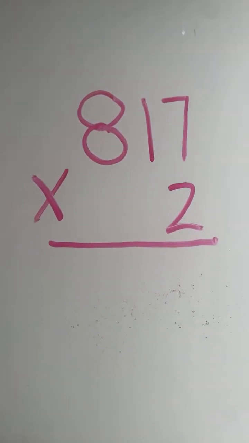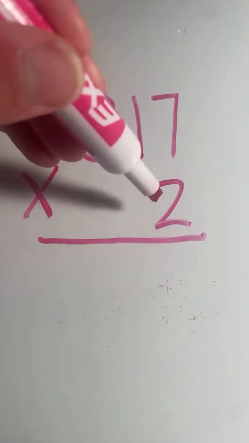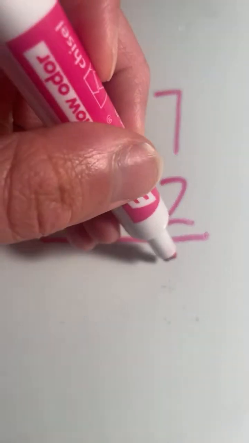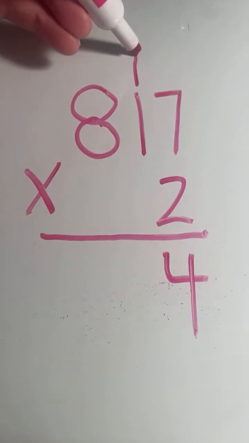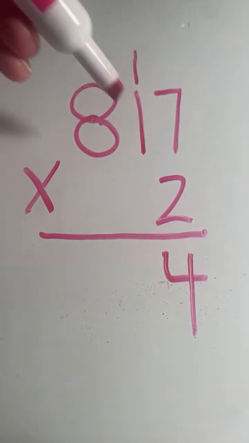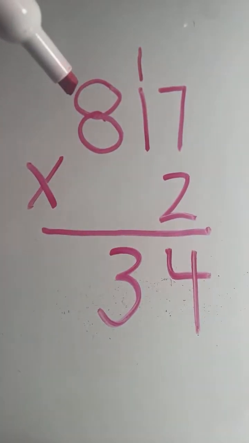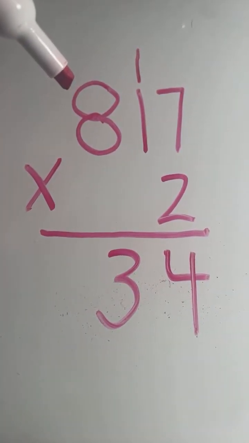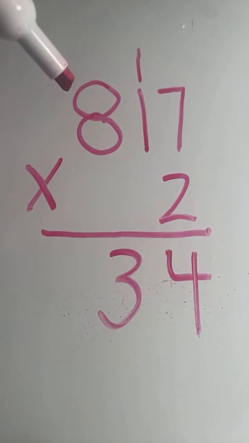All right, 817 times 2. So we start in the ones place. 7 times 2 equals 14. The 4 in 14 goes in the ones place. The 1 in 14 gets carried over to the tens place. 1 times 2 equals 2, plus 1 equals 3. Now we do not need to regroup in the tens place because our product is less than 10. If our product is 9 or less, regrouping is not needed.